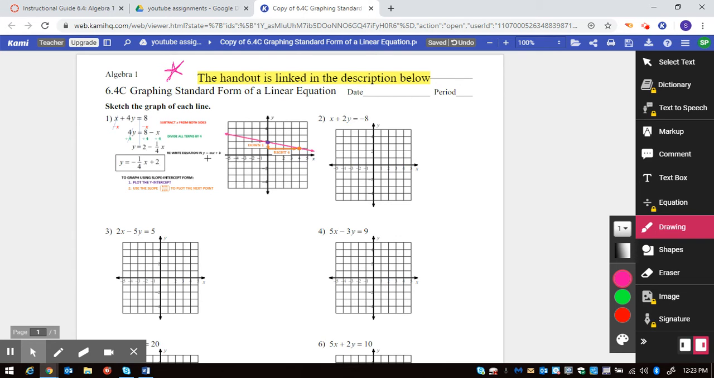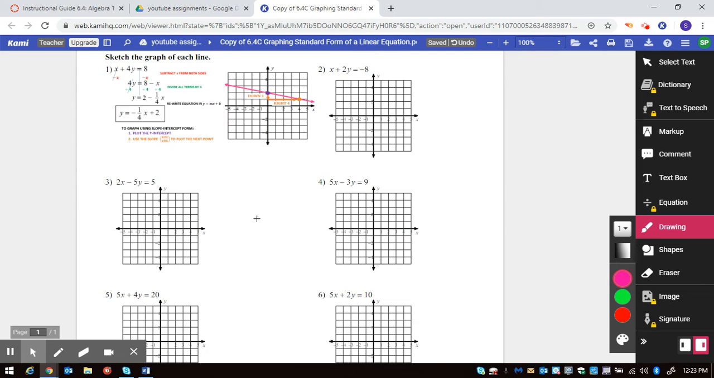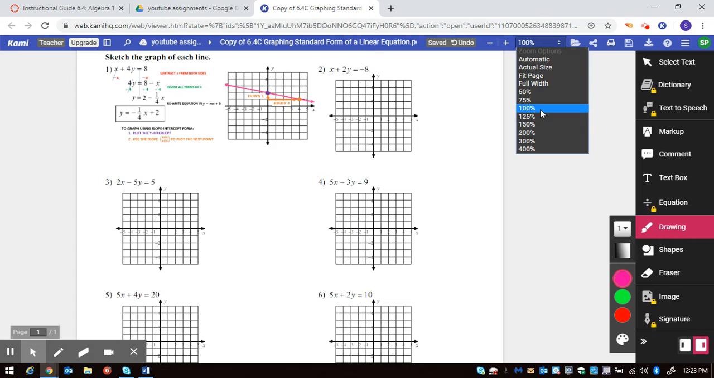So, what we are doing today is I'm going to go over example number 3, and I'm going to want you to come back and try to match the worked out example number 1.